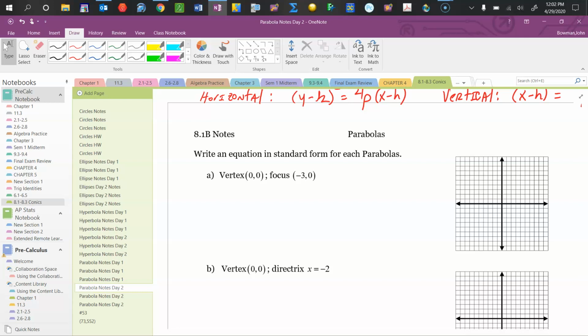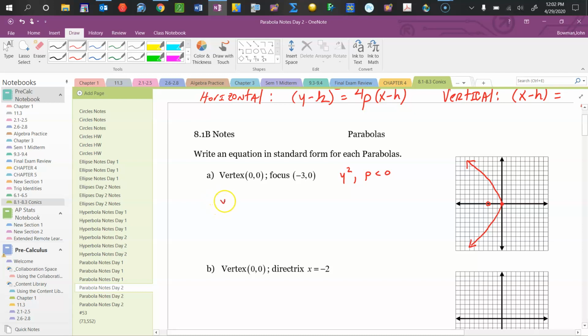So let's see. Letter A, vertex at the origin (0, 0), and it's got a focus of -3. And so I know that this parabola has to open like that. So I know that the y term is going to be squared, and I know that p is going to be negative.